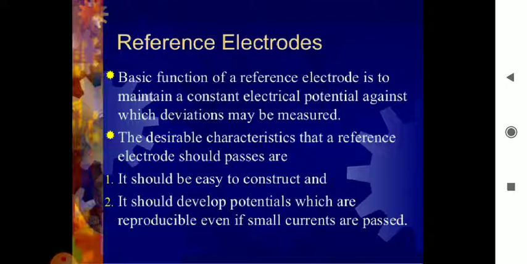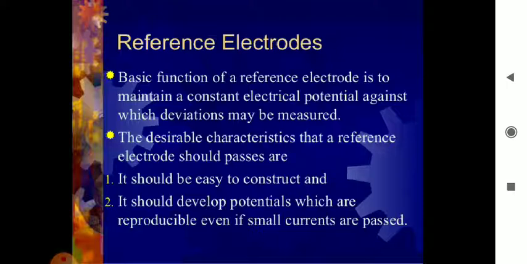The basic function of a reference electrode is to maintain a constant electrical potential against which deviations may be measured. It means if you want to measure the potential change in the other electrode, first of all we should calculate the reference electrode potential, and by comparison with that we can calculate the potential of the other electrode.